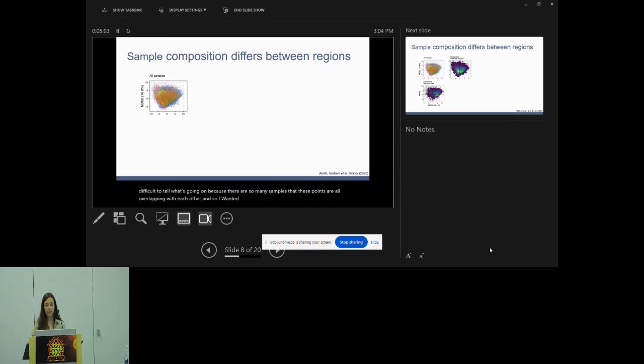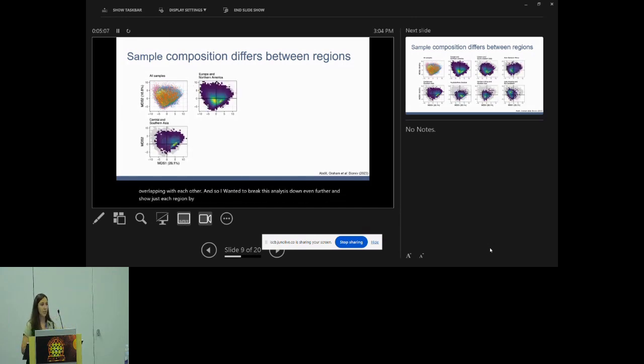And so I wanted to break this analysis down even further and show just each region by itself. Now, these plots are a little bit different because instead of having each point be a single sample, a point is representative of the number of samples in that area on the plot. So a lighter color indicates a higher sampling density, so like a more common microbiome for that region, whereas a darker color is a lower sample density.